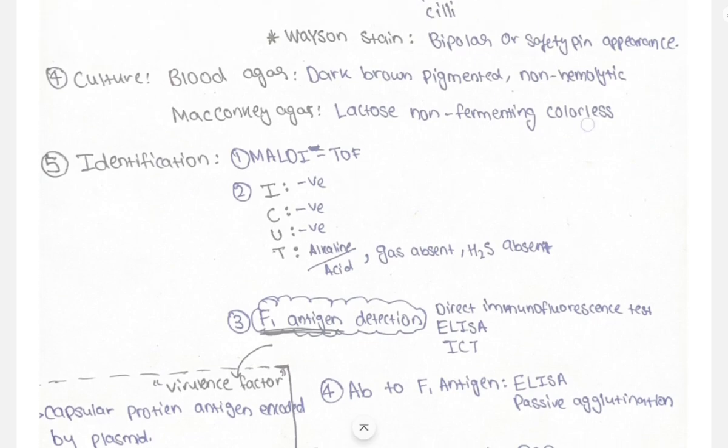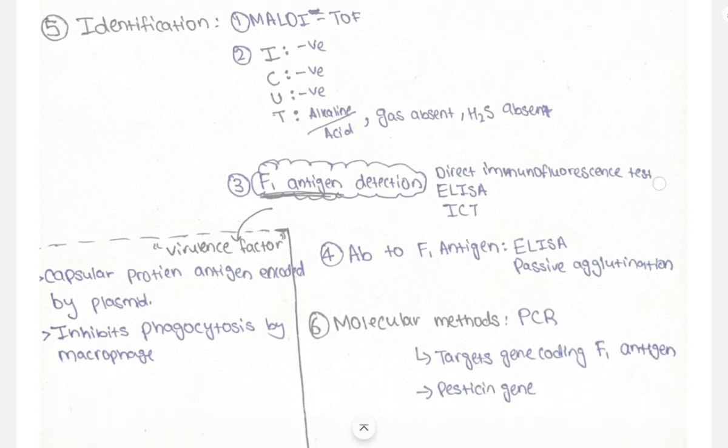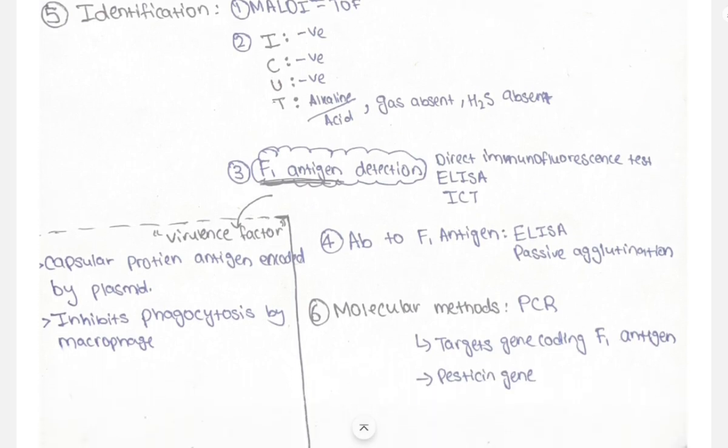Then we have colorless, non-hemolytic, non-fermenting. So it's not much of an issue. Finally, one important way to identify is through antigens and antibodies. We know this from our previous microbiology lectures. So in plague, we have the F1 antigen detection.